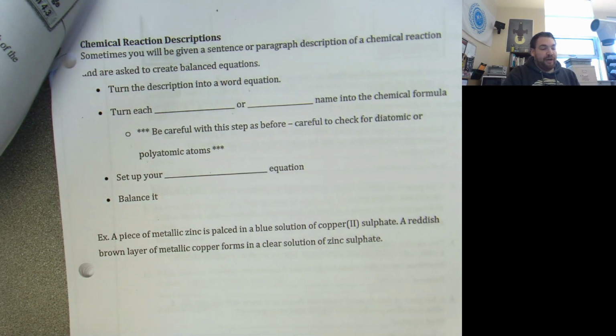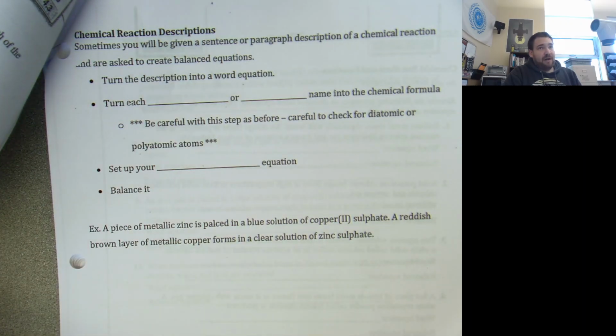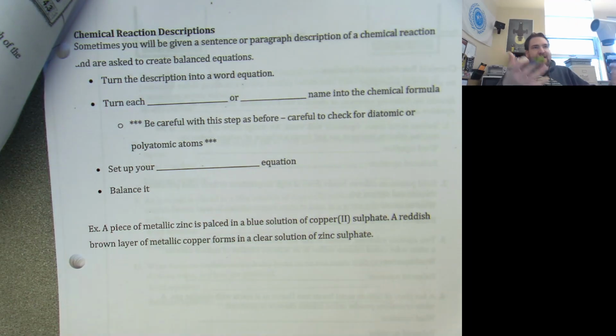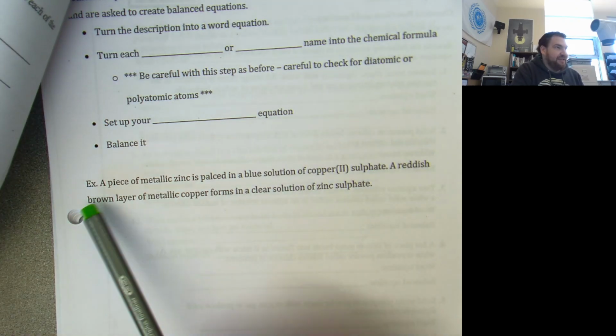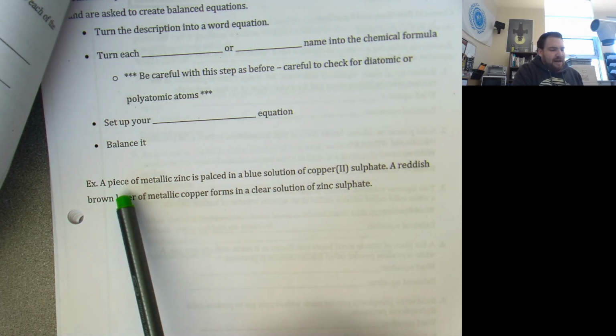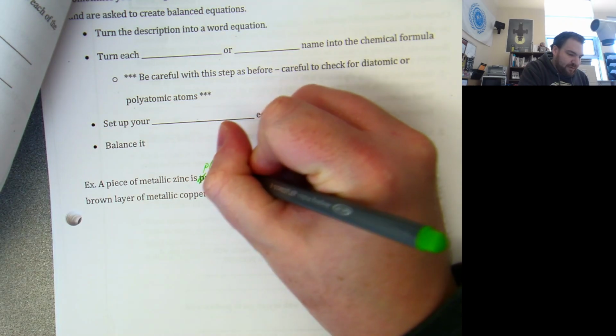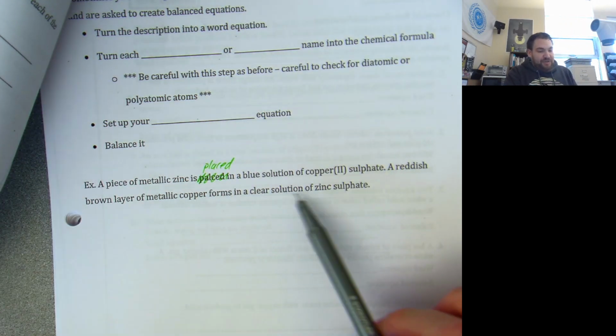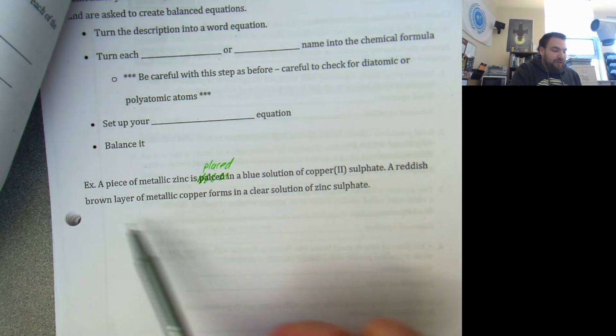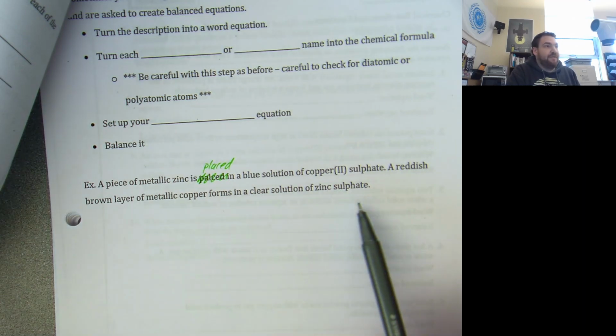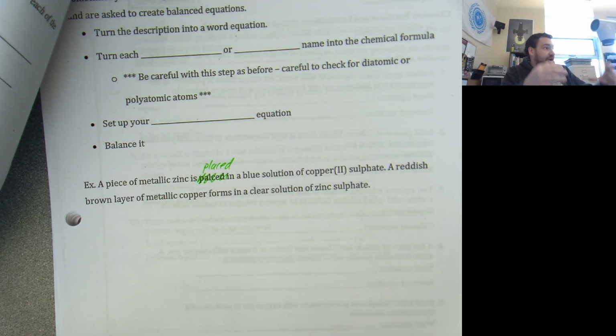And just to show you where we're going, in the lab, I'm not necessarily going to give you a skeleton equation or even a word equation. I'm going to say, in this lab, you're going to take this object and this object, and you're going to react them together, and it's going to produce this. For example, this one here, which is an example we'll look at maybe today, maybe tomorrow. A piece of metallic zinc, that should say placed, not pulsed, is placed in a blue solution of copper 2 sulfate. A reddish-brown layer of metallic copper forms in a clear solution of zinc sulfate. That is a picture of what's actually going on in the lab.